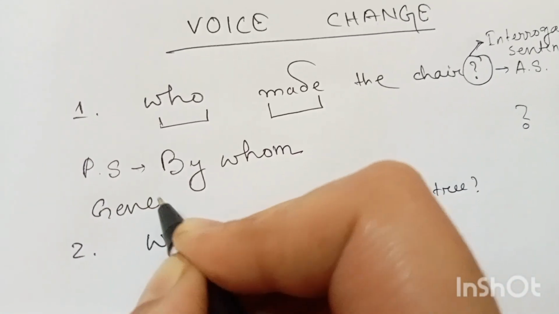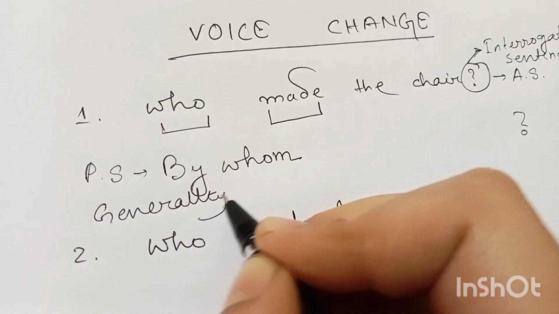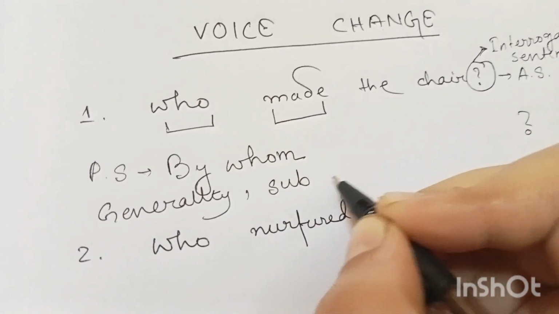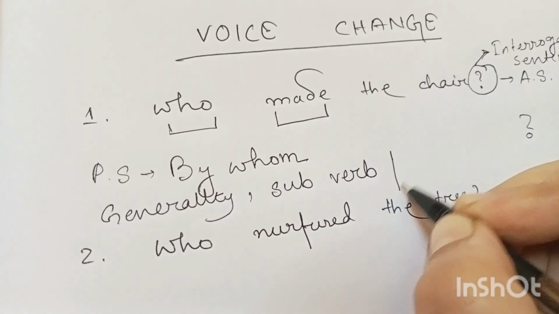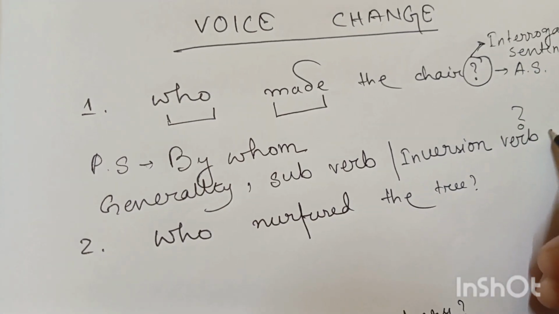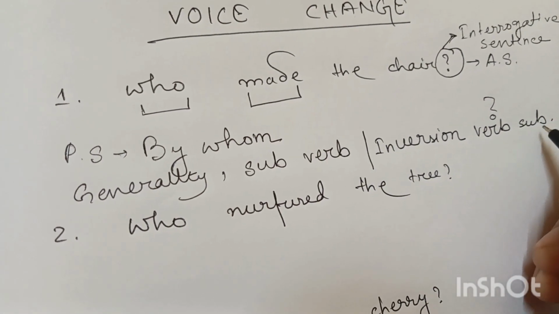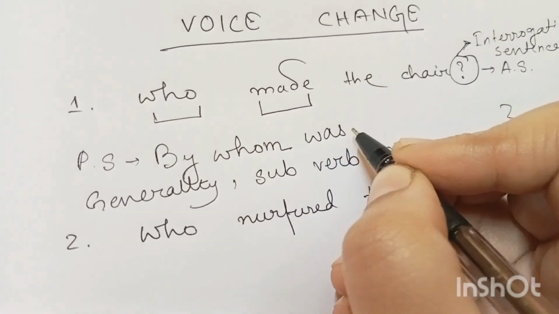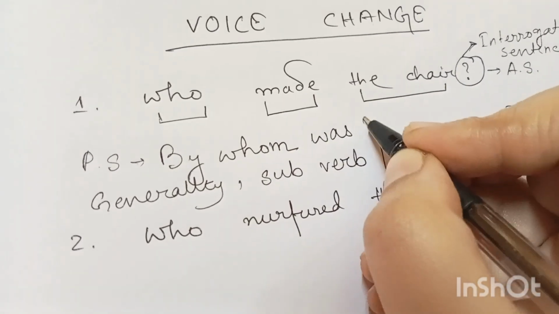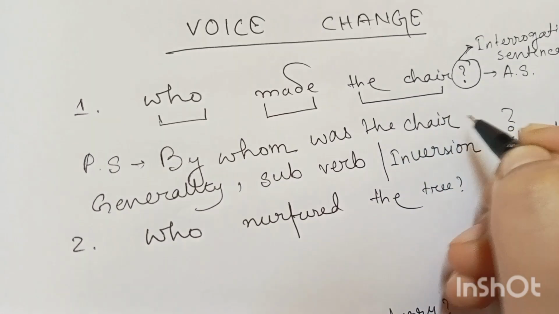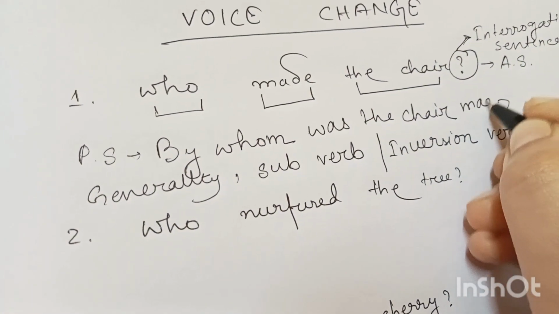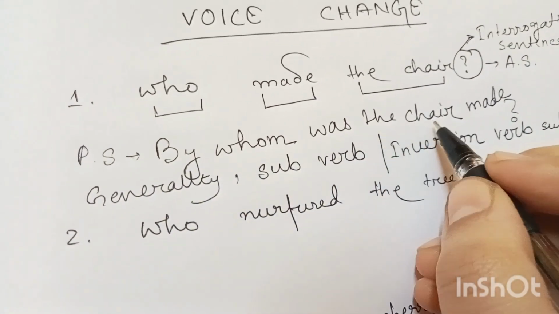See, generally, in a sentence, the subject comes before the verb, but in case of inversion, the verb comes before the subject. So we first write the verb, that is was, because it's in past tense, and then the subject, that is the chair, and then the third form of the main verb. The main verb is make, so we write made. By whom was the chair made?